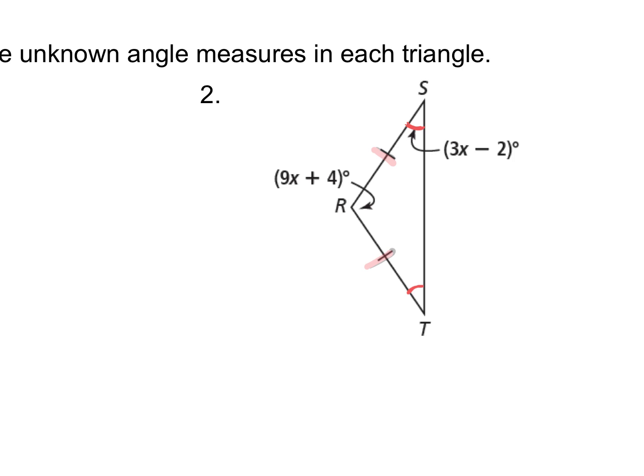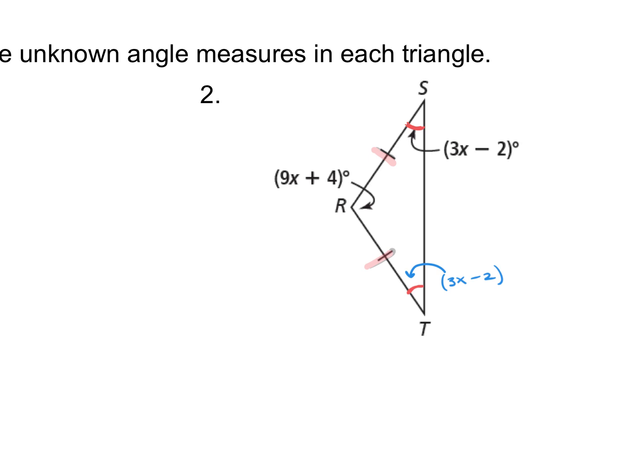But we can only set things equal to each other if we actually know that they are congruent and would have the same measure. So 3x minus 2, this angle is not congruent to this angle, but 3x minus 2 is congruent to this angle. So one thing that we could do is, we don't have a ton of information yet, but we know that this angle would also be 3x minus 2. So now I have all three angles labeled.